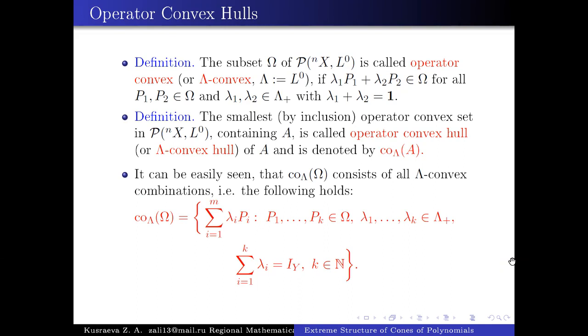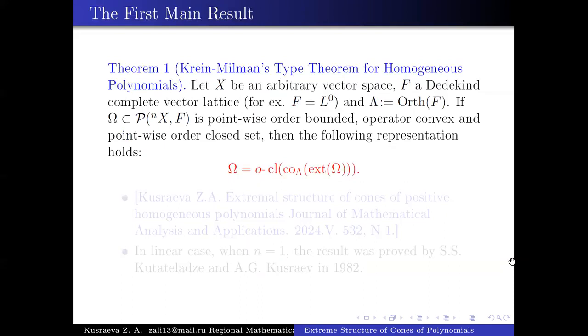So now we are ready to formulate the main result, which is the Krein-Milman theorem for homogeneous polynomials. The direct formulation is on the slide, and according to this result, a pointwise order-bounded operator convex subset omega of the space of homogeneous polynomials acting from an arbitrary vector space to a Dedekind complete vector lattice can be recovered by the pointwise closure of the operator convex hull of extreme points of this set omega.